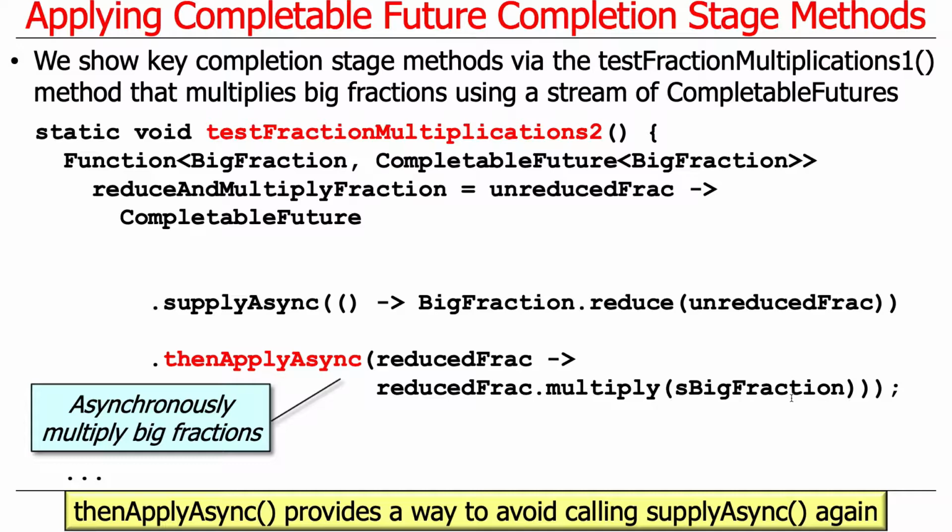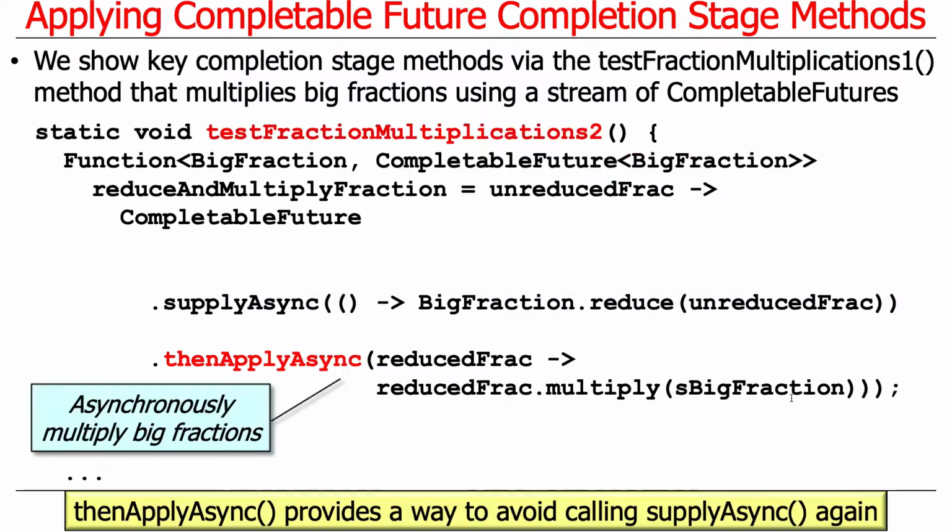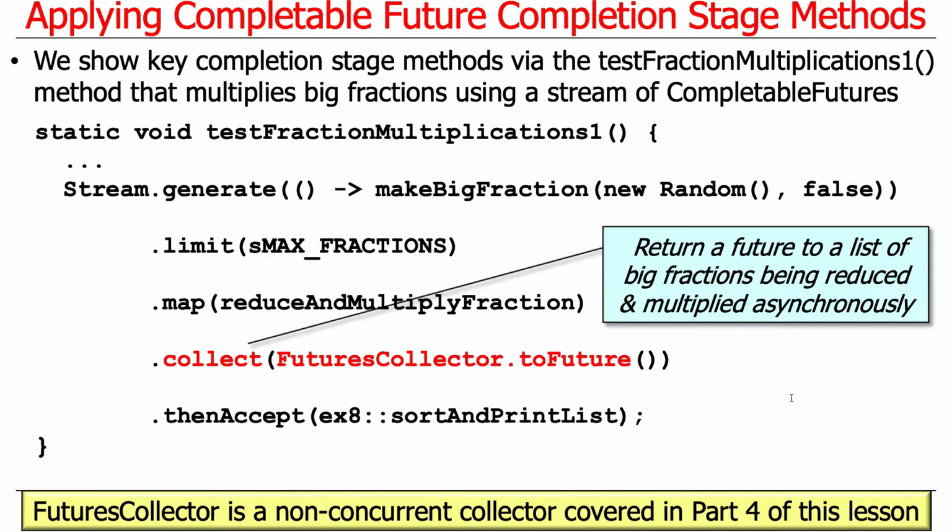Here's another way to do it, which I actually like better. Another way to do this is to use then apply async instead of using then compose and supply async. We can just use then apply async, and we give it the reduced fraction, and we multiply the reduced fraction by the big fraction. And that doesn't require us to call supply async again with then compose. So then apply async does what we want in a more concise and parsimonious way. Okay, so that's what that lambda variable does.